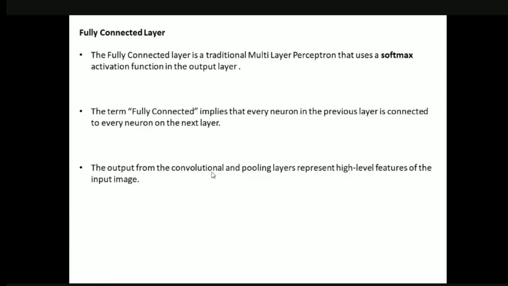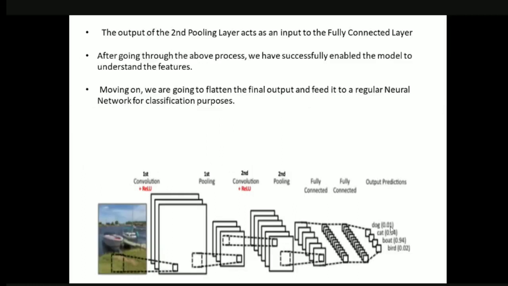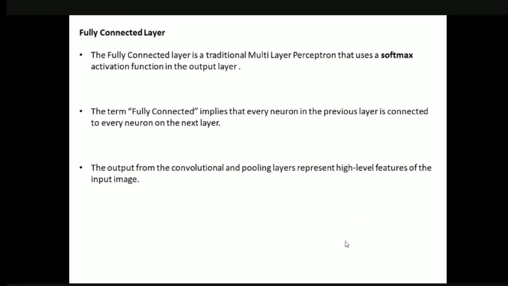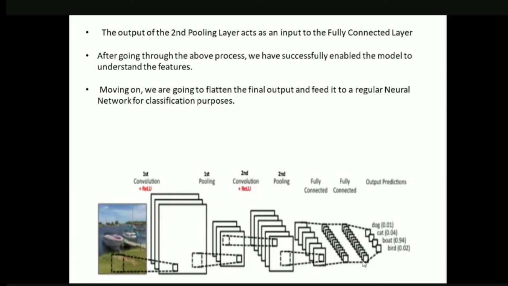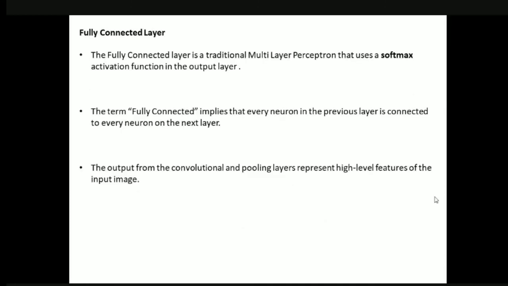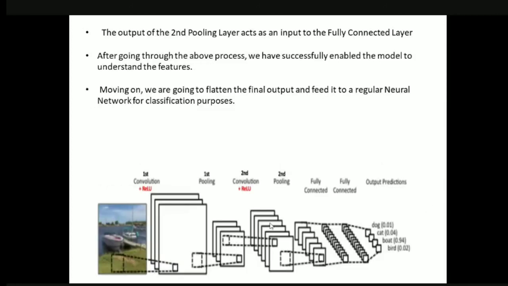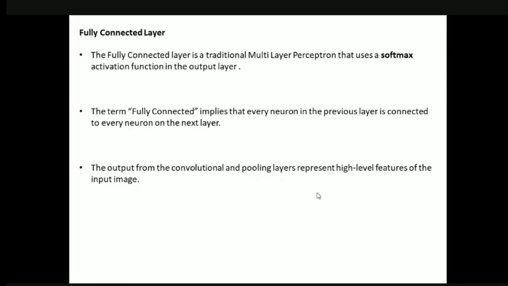So what about the fully connected layer? I told you that after applying convolution and pooling, we will be sending these values to the fully connected layer. The fully connected layer is nothing but, as we have already discussed, a multi-layer perceptron, and this multi-layer perceptron uses a softmax activation function in the output layer. Fully connected means every neuron in the previous layer is connected to every neuron in the next layer. That is the reason we call it fully connected. So finally, what will be the output? The output from convolution and pooling is going to represent the high-level features of the input image.